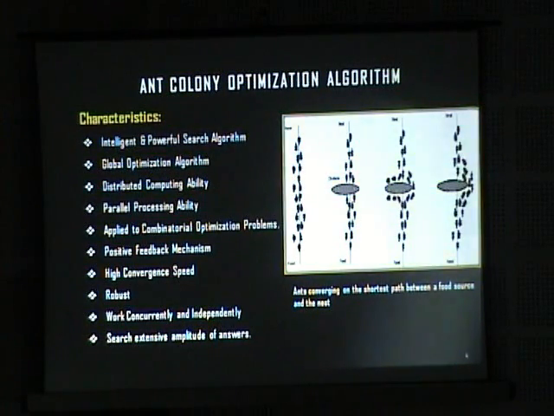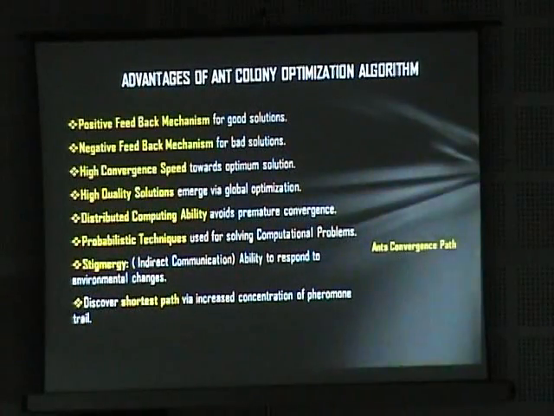The diagram given here, you can see that the ants will randomly move in all directions. Once there is a blockage in between, we will slowly see that the ants will finally follow the shortest path. These are certain advantages which we see, that the positive feedback mechanism of the ant helps in producing good solutions. The negative feedback mechanism also helps in removing those bad solutions. It has high convergence speed, that means we can gain optimal solutions. They have high quality solutions which help in global optimizations for huge problems.